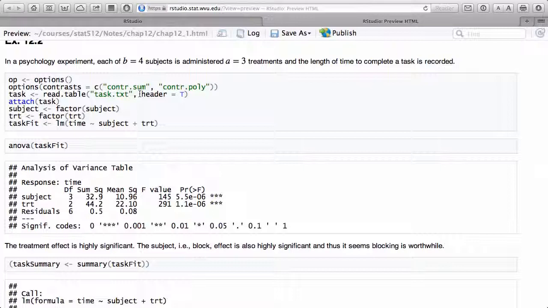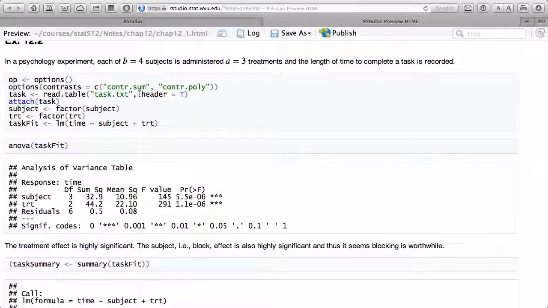And so if I read in, say this is a psychology experiment in which you have 4 subjects, and each subject is administered 3 treatments. So each subject gets the same 3 treatments, and so therefore there's a crossing. Each subject sees each treatment. And therefore we can treat the subject as a block. And we have 1 treatment within each block.